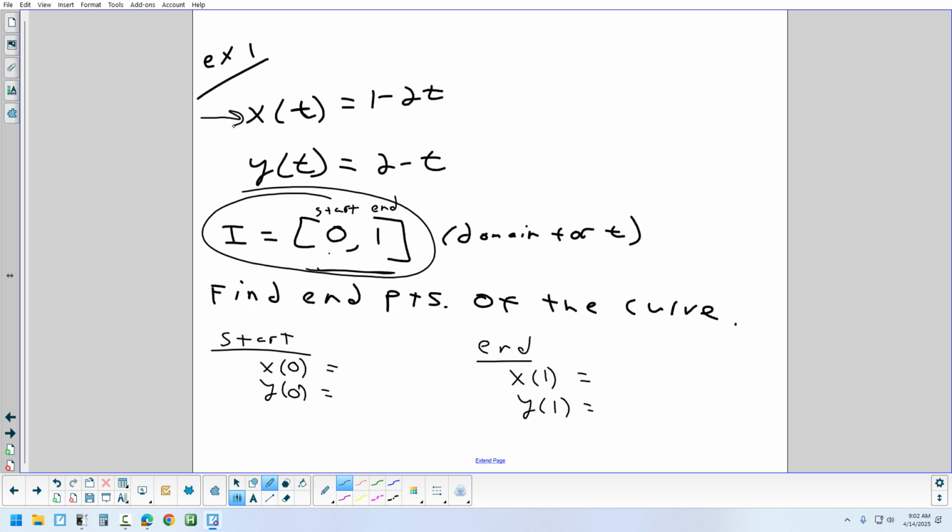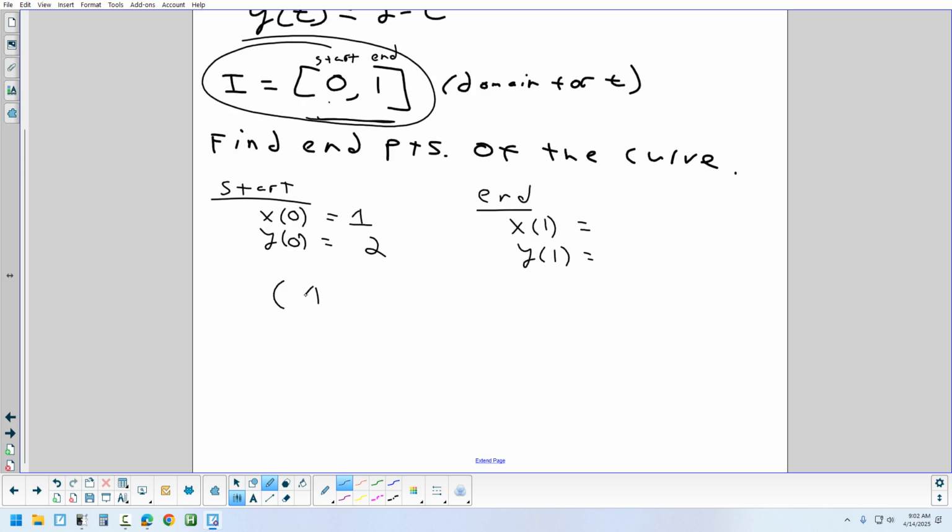Yep, 1. If I plug in 0 in the y formula, what will I get? 0. Or 1. Plug in 0 for t... oh, 2. In y of t. Yep, we're going to get 2. So this graph starts at the point 1, 2.